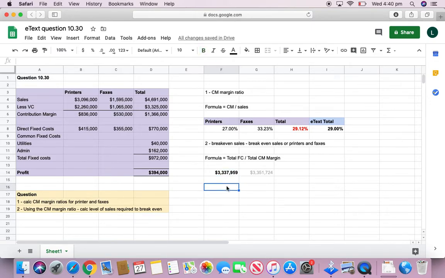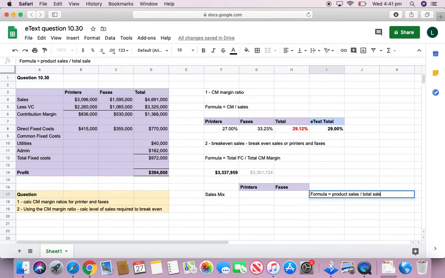So what we have to do is now break it down per product. So how on earth do we do that? We can do this through a thing called sales mix. I'm going to write the formula here, which equals product sales over total sales.